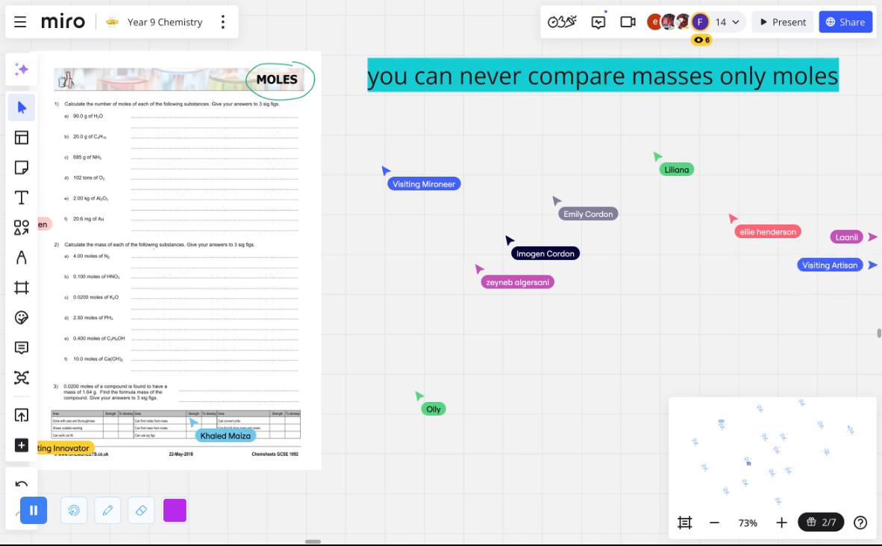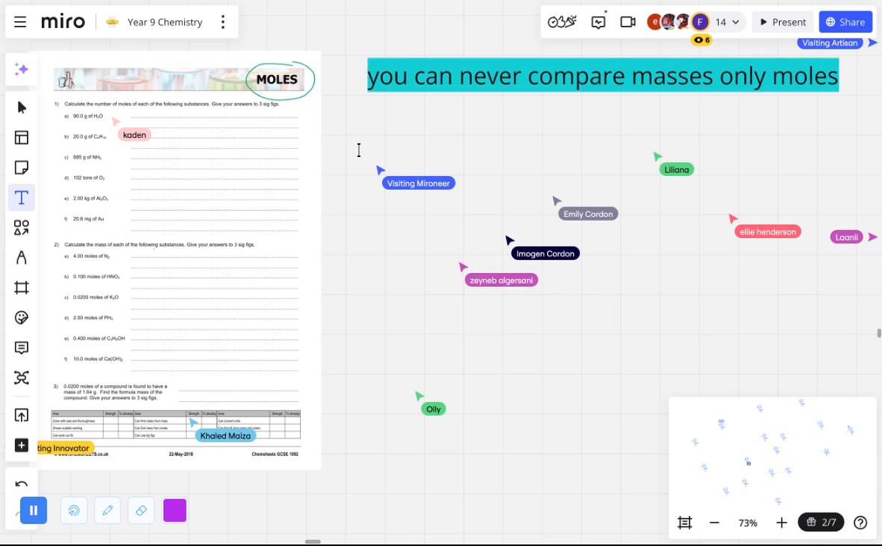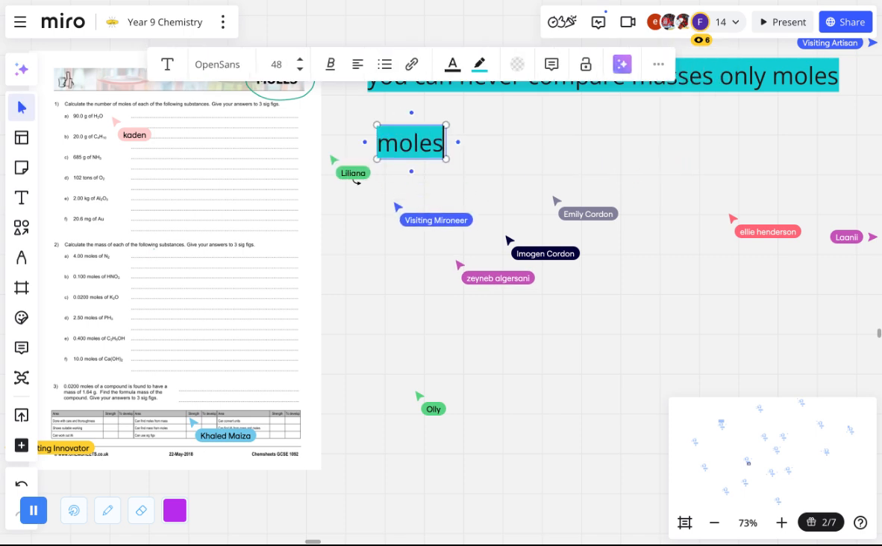So, what is a mole? A mole is a ratio, and actually, that's literally what it is. But what we're going to do today is learn how to calculate a ratio, learn how to calculate a mole. So, we're going to have a look at number one. I have got 90 grams of H2O. What I'm going to do from here is the equation you need to know for calculating moles.